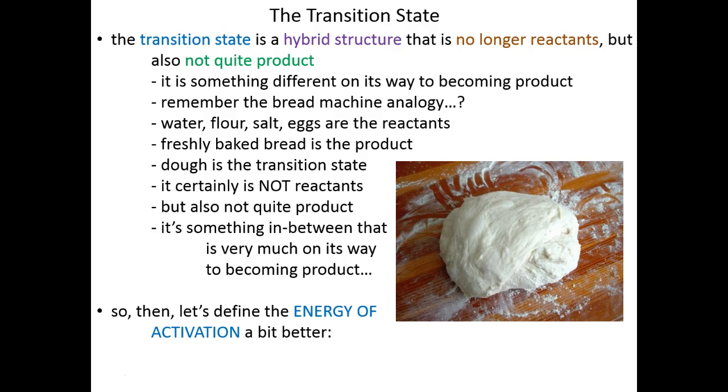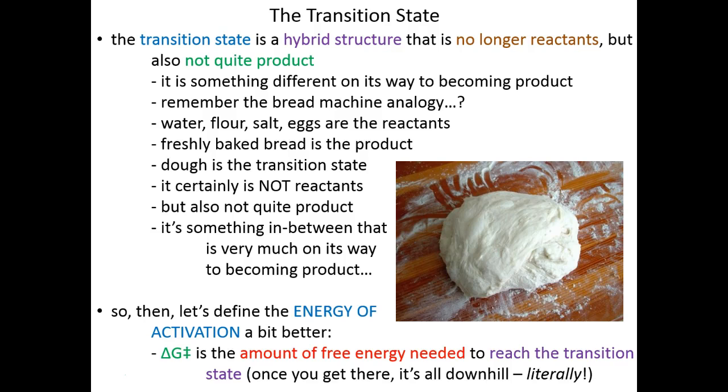So with this example in mind, let's define the energy of activation a little bit better. The energy of activation, that is, delta G double dagger, is the amount of free energy needed to make the transition state. Once you make the transition state, the rest of the reaction is easy, literally. Once you've made the bread dough, wait for it to rise and throw it in the oven. You're essentially done. It's making the transition state that's hard.